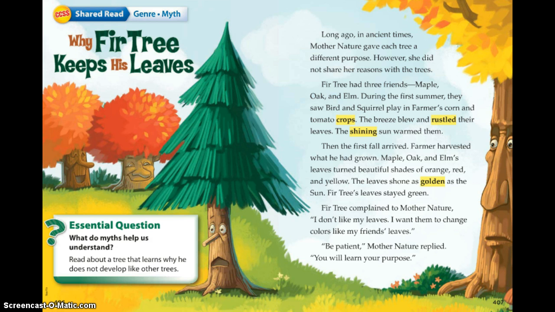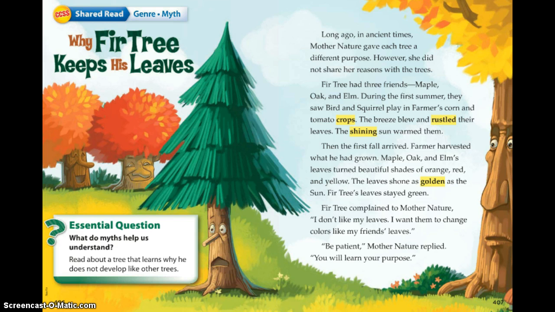Shared read, genre, myth. Why Fir Tree Keeps His Leaves. Essential question. What do myths help us understand? Read about a tree that learns why he does not develop like other trees. Long ago in ancient times, Mother Nature gave each tree a different purpose. However, she did not share her reasons with the trees. Fir Tree had 3 friends: maple, oak, and elm.